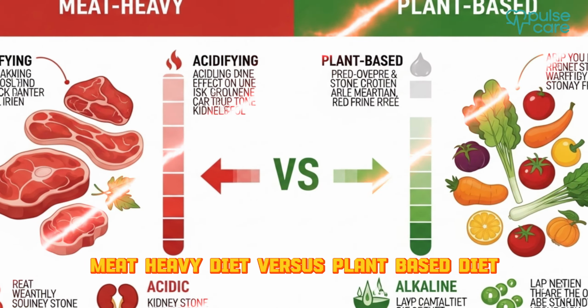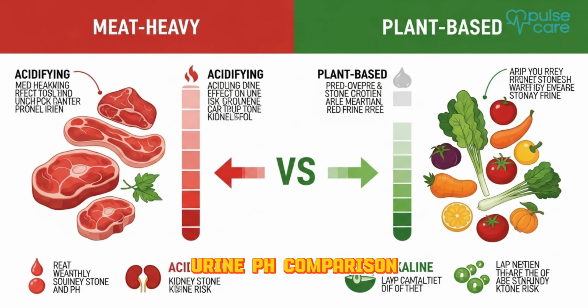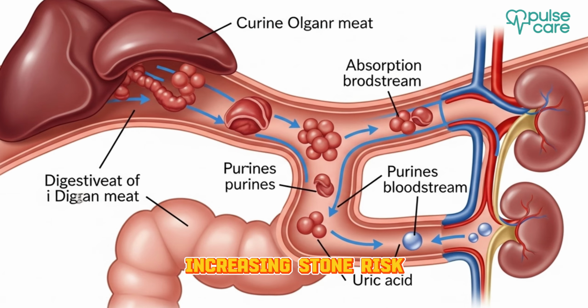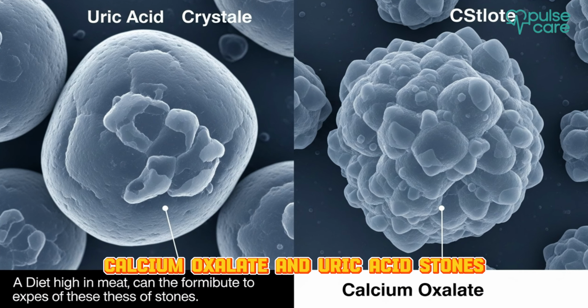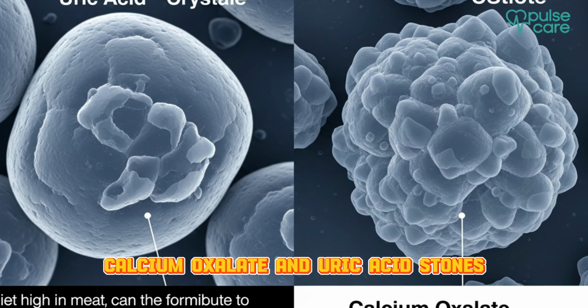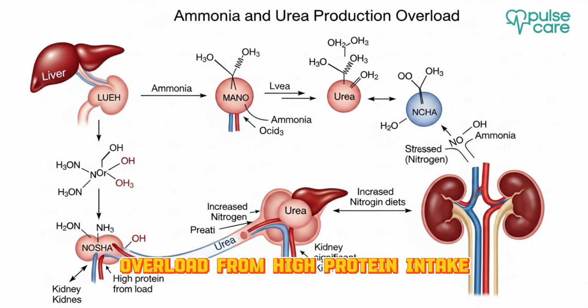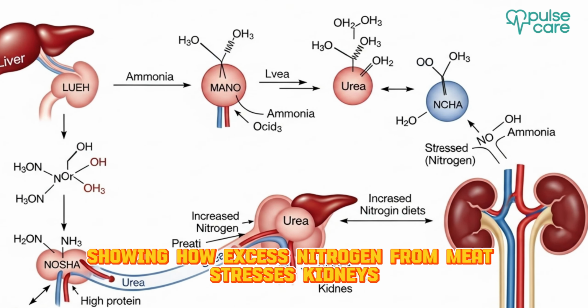Meat-heavy diet versus plant-based diet. Urine pH comparison. Infographic showing how red meat lowers urine pH, increasing stone risk. Kidney cross-section showing dual pathways: calcium oxalate and uric acid stones. Ammonia and urea production overload from high protein intake biochemical pathway, showing how excess nitrogen from meat stresses kidneys.